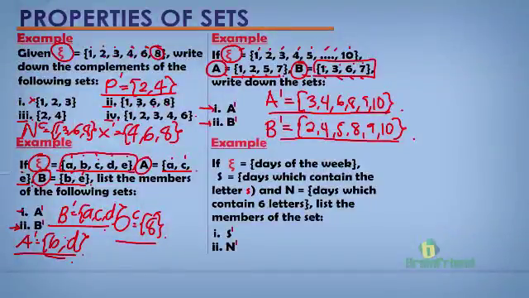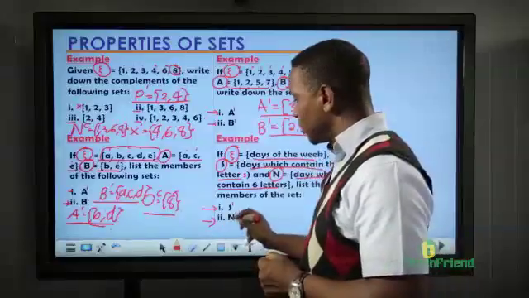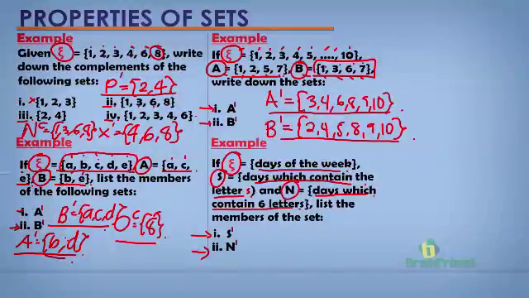Let's take a look at our final problem here. If we have a universal set that is the set of all days of the week, and we have a set S that is the set of days which contain the letter S, while we have the set N, which is a set of days which contains 6 letters. List the members of the set. So we've been asked to list the members of S prime, that is the complement of the set S. We've also been asked to list the members of the set N prime, and that is the complement of the set N. To do this, we would have to list our universal set.